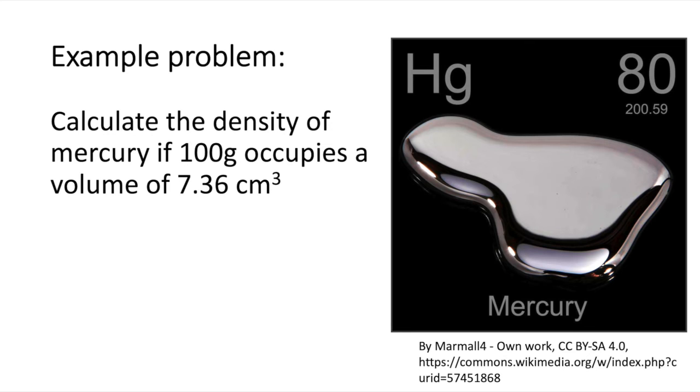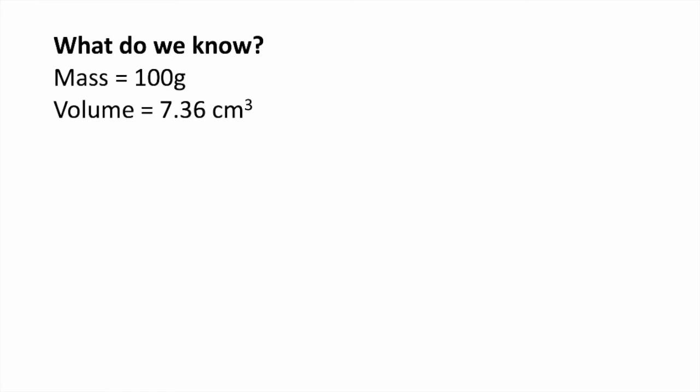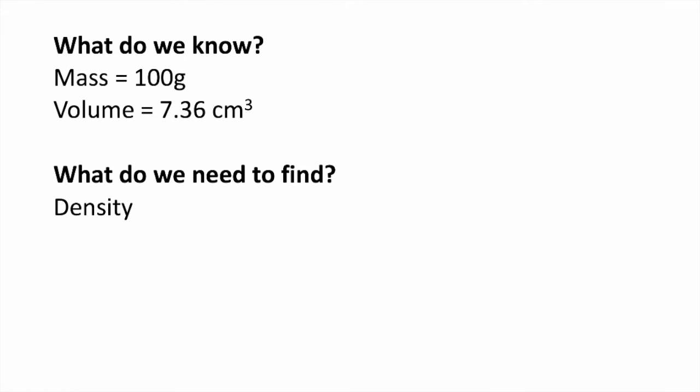We are asked to calculate the density of mercury if 100 grams occupies a volume of 7.36 centimeters cubed. Let's break this problem down. Let's start with what we know. We know that the mass is 100 grams. We know that the volume is 7.36 centimeters cubed. Now we need to find the density.